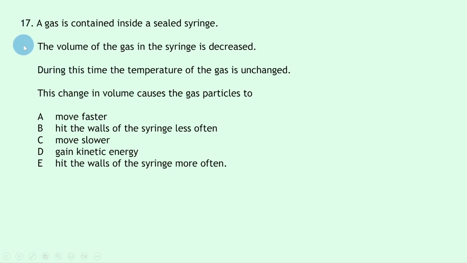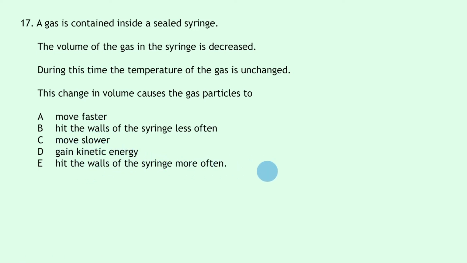Moving on, we have question 17. A gas is contained inside a sealed syringe. The volume of the gas in the syringe is decreased. During this time, the temperature of the gas is unchanged. This change in volume causes the gas particles to move faster, hit the walls of the syringe less often, move slower, gain kinetic energy, or hit the walls of the syringe more often.